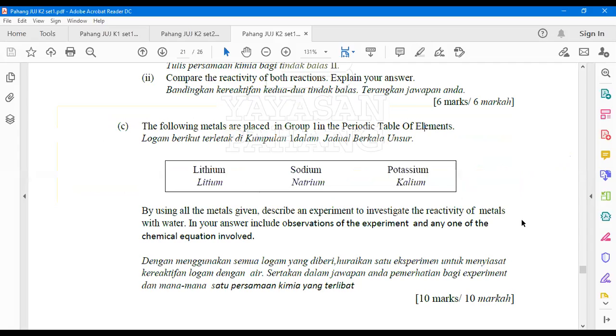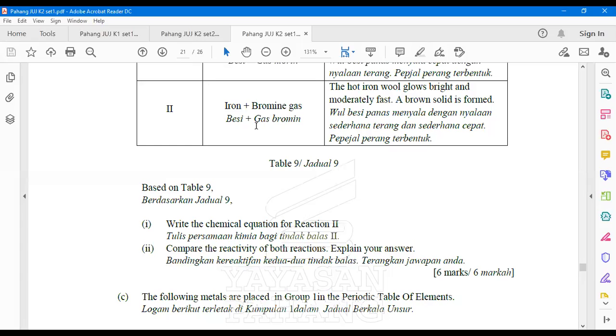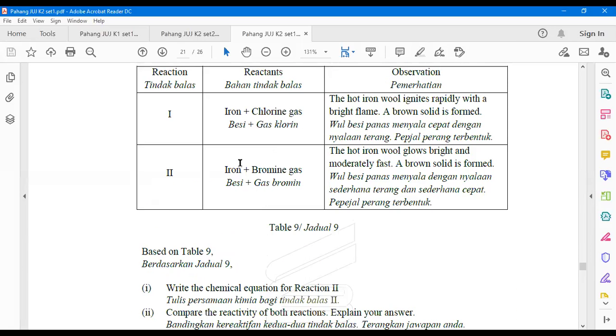Yes? You can explain about number 9B, the chemical equation. Which one? The chemical equation here. Yeah, 9B, part B. This one, is it? Yeah. Okay, set 1 or set 2? Set 2.